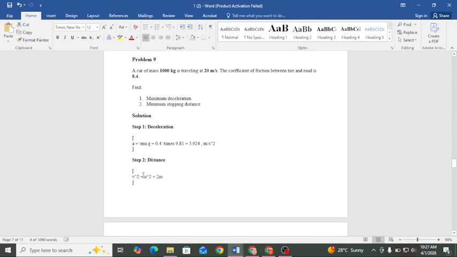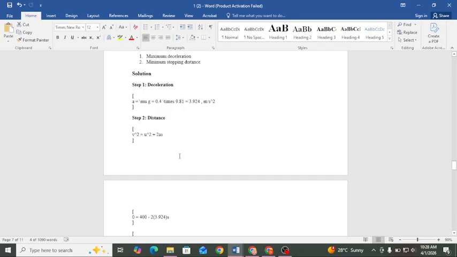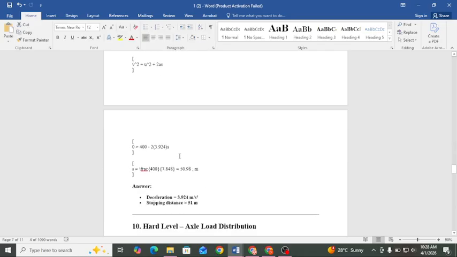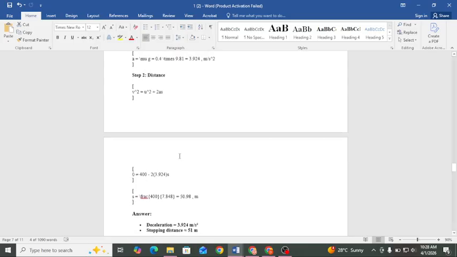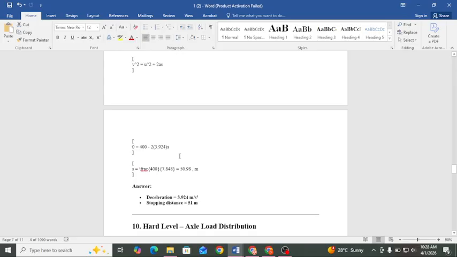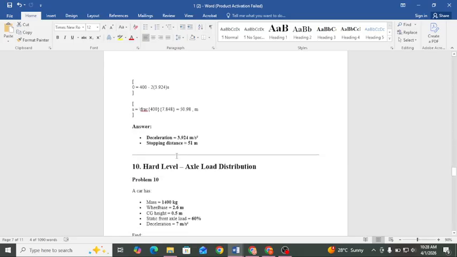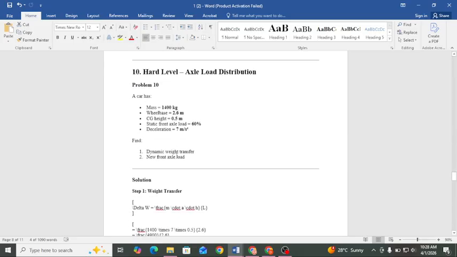We calculate in the form of mass into acceleration, into the velocity, into gravity. This distance we calculate in the form of friction into this value, and they calculate the value of s, the stopping distance, which is 50.98 meters, approximately 51 meters. So next is the axle load distribution.